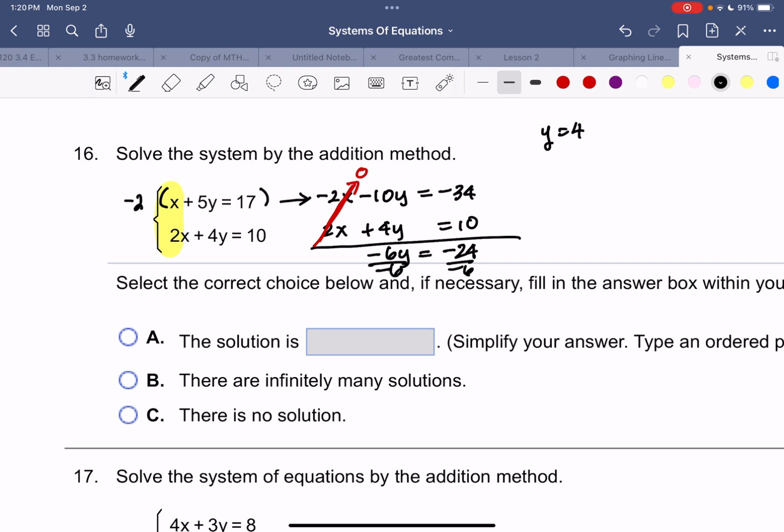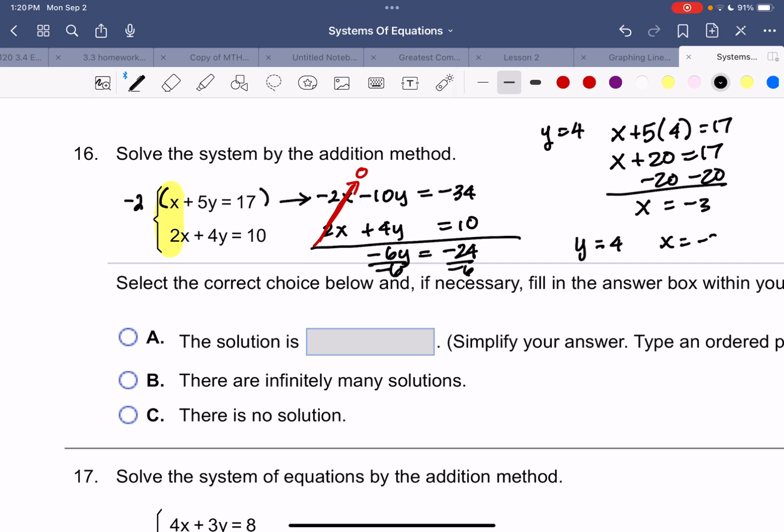And once I know y is 4, I can go to either equation. I'll go to the first one. X plus 5 times 4 is 17. X plus 20 is 17. Subtract 20. X is negative 3. So the solution is y is 4 and x is negative 3.